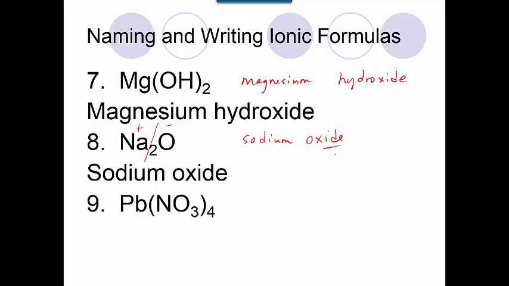And then lastly, we have Pb, NO3 in parentheses with a 4. So for this one, we know Pb is lead. I think we already had a lead example earlier. And lead is actually an exception. So lead is one of those that is not in groups 3 through 12, but it is still going to get Roman numerals. Okay, so it's kind of unique.